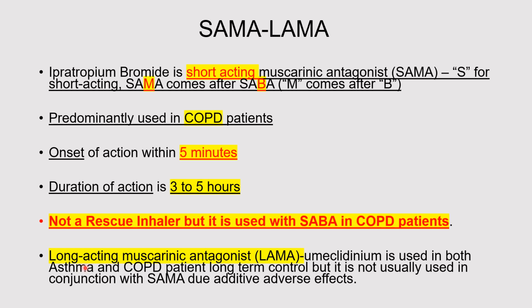As the name suggests, LAMA is a long-acting muscarinic antagonist. Umeclidinium is one of the LAMA drugs. It is used for long-term control in asthma patients, and mostly in COPD patients. LAMA and SAMA are usually not used together because of the side effects; if they are used together, they produce more side effects. So they are mostly used by themselves in asthma or COPD conditions.